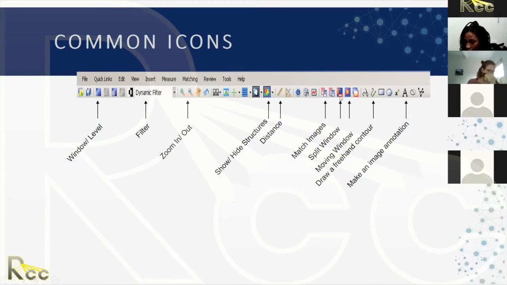There's a split window that I talked about. I showed that in one of the online sessions. This is a move-in window. Some people prefer that. This is to draw or freehand contour if you're teaching or want to make a note for the radiographer. And this is to make an annotation on the slide.